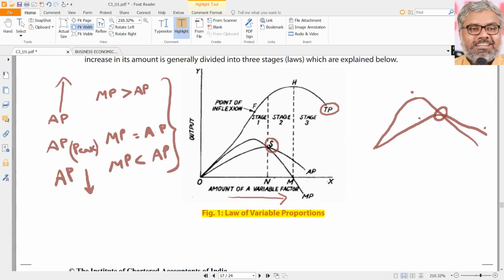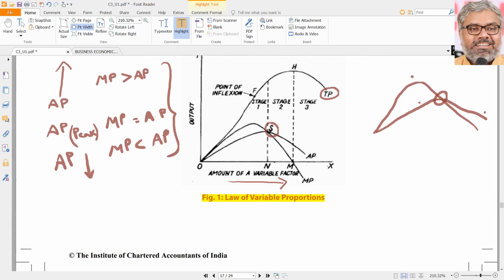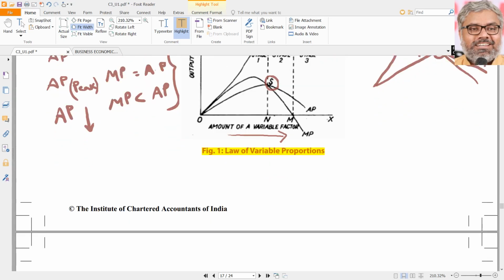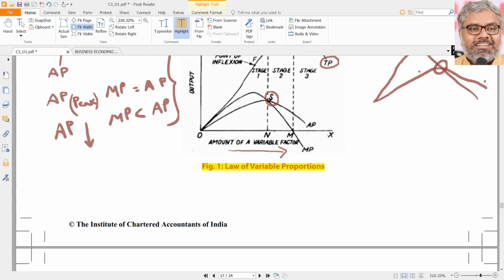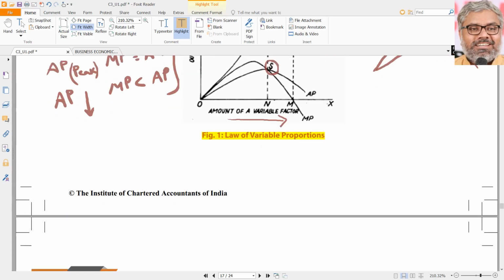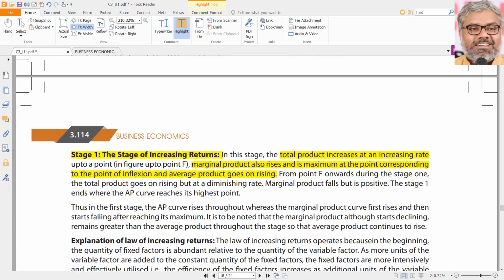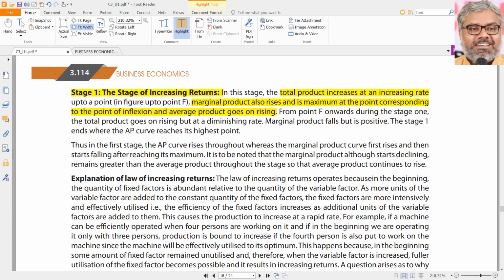What is happening in stage 1? Total product is increasing up to the point of inflection at an increasing rate, at which point the marginal product is already at its peak, but average product is still rising in stage 1, though the marginal product started declining. After the point of inflection, average product is still increasing, and marginal product is still more than average product. So that is a point to be noted.